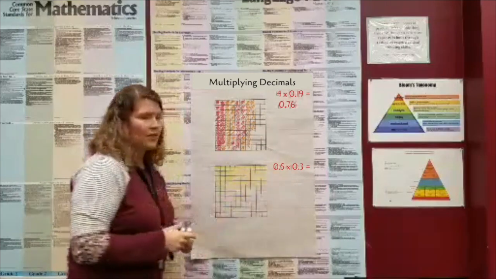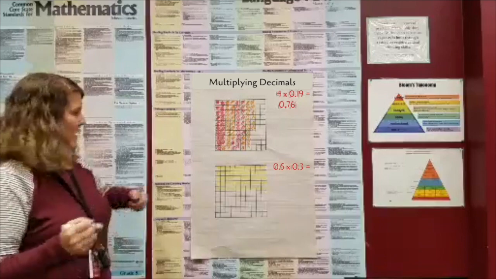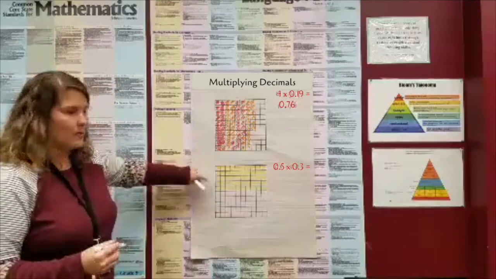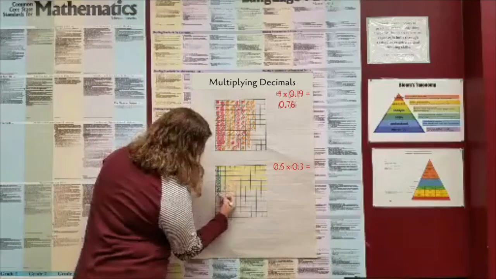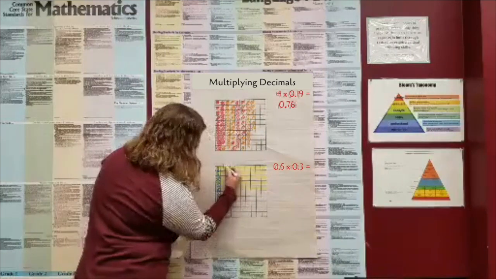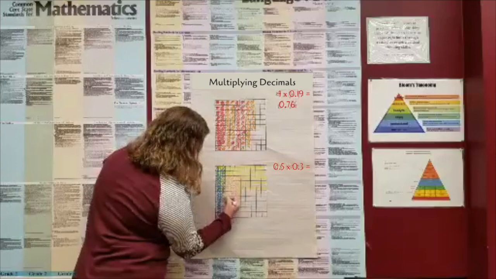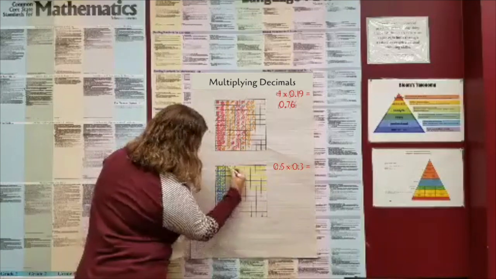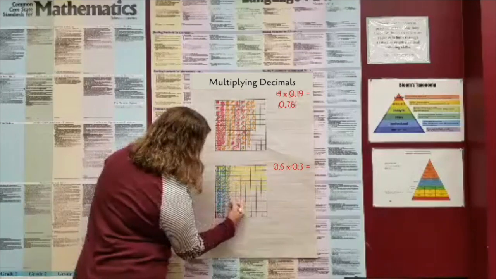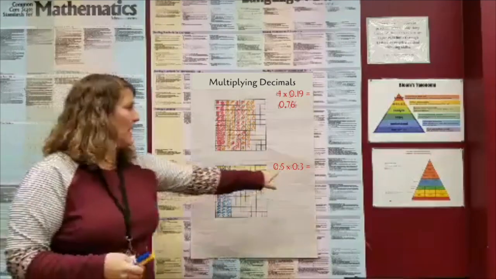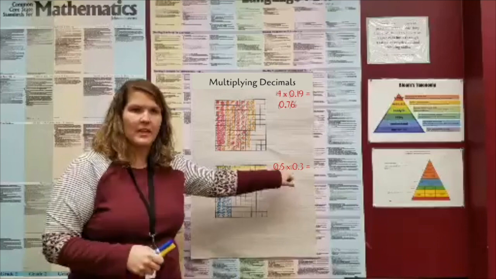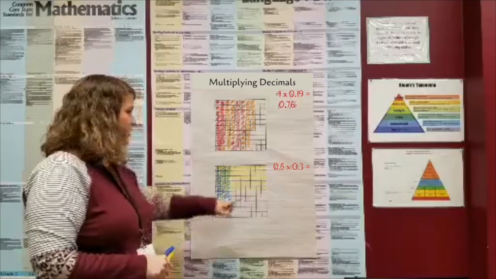Now I'm going to color the 3/10 going vertically. And I'm going to start in the same corner I started with the 5/10. Watch what happens. There's my 1/10, 2/10, and 3/10. Now when you're multiplying a decimal times a decimal, you will end up with a smaller answer than either of the two factors that you started with.